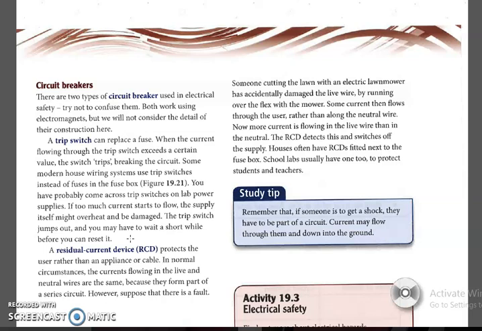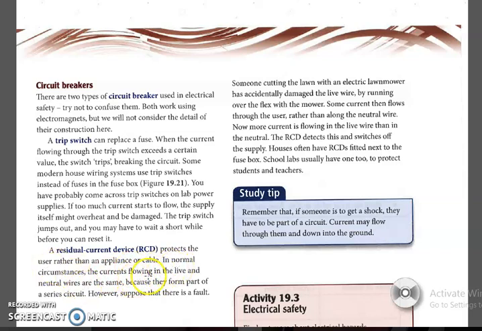So a residual current device not only protects the appliance but also protects the user. Suppose a particular appliance is overheating, or its current is overflowing through the live wire and it is affecting a person. The residual current device will detect the overflow of the current and automatically break the circuit. So this is how it protects the user, rather than appliances or a cable.